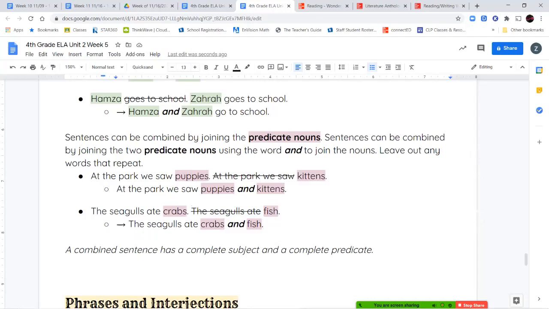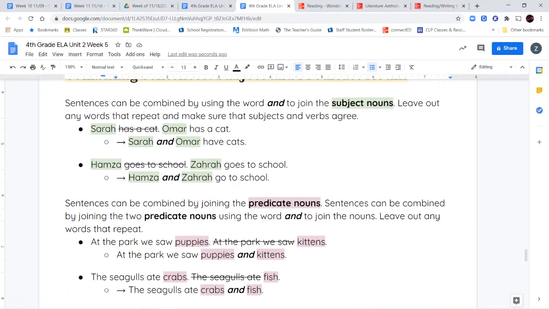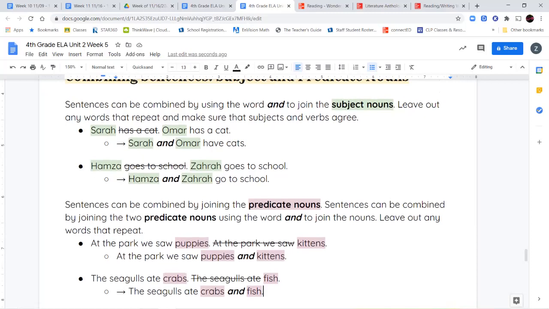So whenever you combine a sentence, you're going to have a complete subject and a complete predicate in order for it to be a complete sentence. You're also going to take out the repeating words and replace them with and, or sometimes you might replace them with or. So if I was going to use the word or, I can say, do you want to eat pizza? Do you want to eat spaghetti? And I can put those together and say, do you want to eat pizza or spaghetti? Follows the same rule. You're taking out the repeating words and replacing them with one word, either and or.